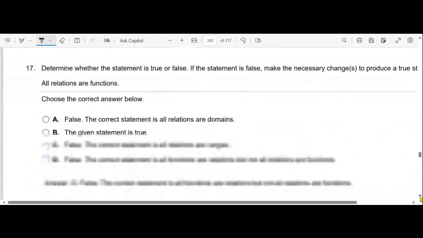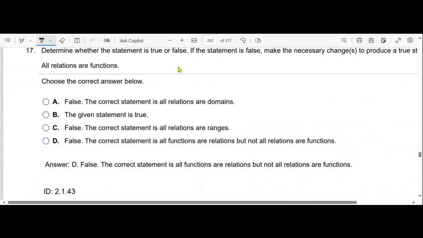Yeah, I need someone to read. Yes, Khalid. Determine whether the statement is true or false. If the statement is false, make the necessary change to produce a true statement. All relations are functions. Is this true or false? The answer is what? False. So we have false, false, false, but we have to choose the correct one.